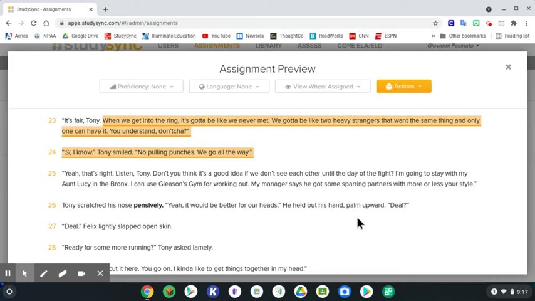Tony scratched his nose pensively. Yeah, it would be better for our heads. He held out his hand, palm upward. Deal? Deal. Felix lightly slapped open skin.